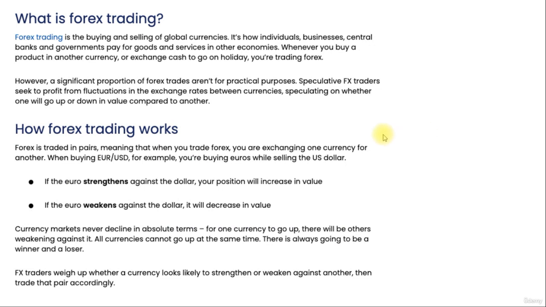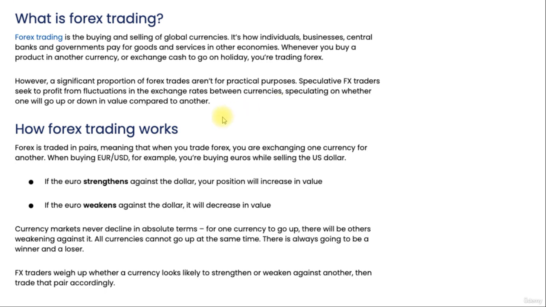So what is Forex trading? Forex trading is the buying and selling of global currencies. It's how individuals, businesses, central banks, and governments pay for goods and services in other economies. Whenever you buy a product in another currency or exchange cash, or go on holiday, you are trading forex. However, a significant proportion of forex trades aren't for practical purposes. Speculative FX traders seek to profit from fluctuations in the exchange rates between currencies, speculating on which currency will go up or down compared to another one.